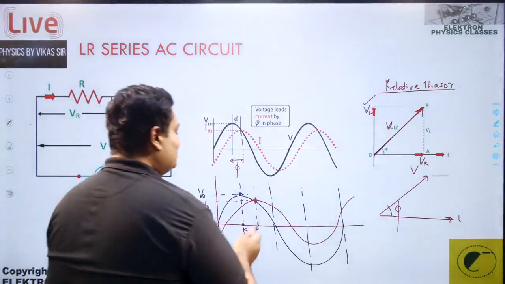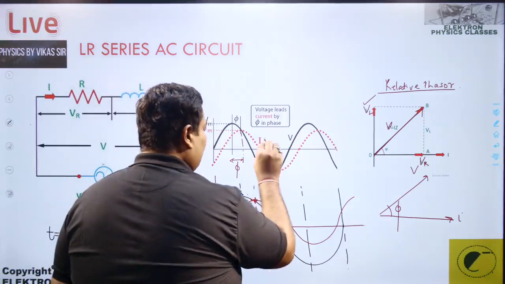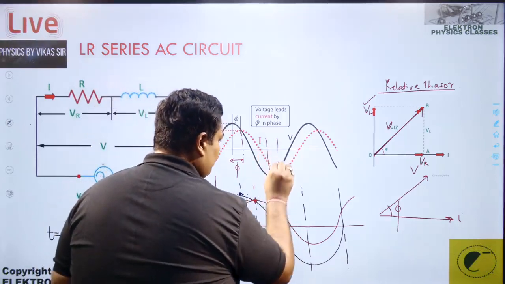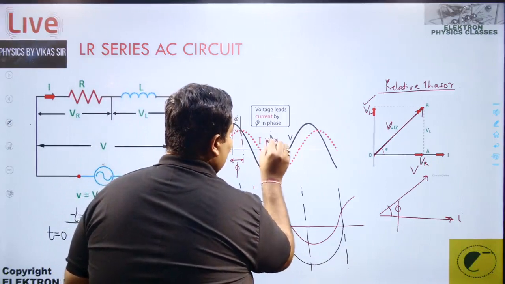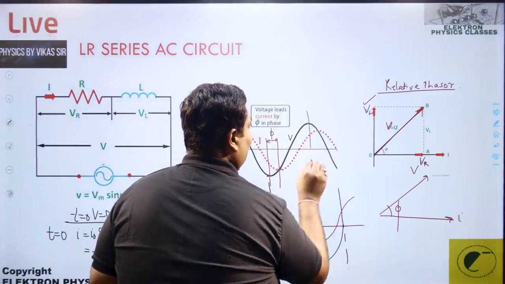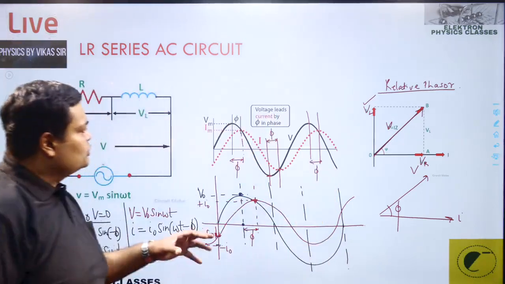And that always remains the same. Always remains the same means even if it moves further, you can identify from here that this is a peak, negative peak. So this is once again the same phase difference phi. Over here, this is once again the same difference phi. So you can observe it anywhere.